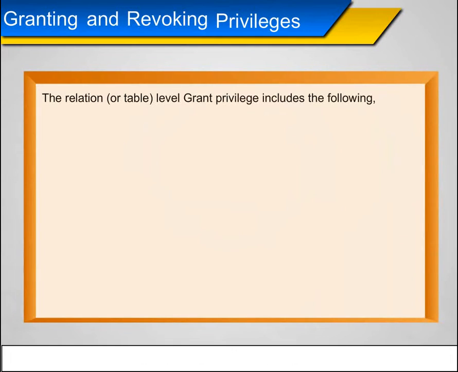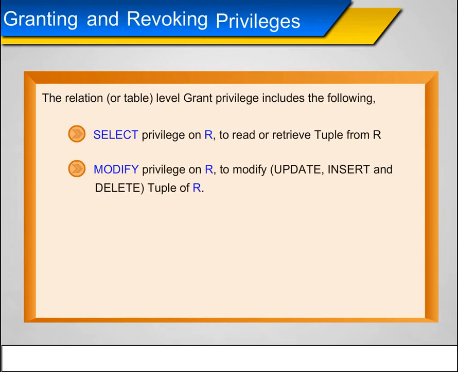The relation or table level grant privilege includes the following: select privilege on R to read or retrieve a tuple from R. Modify privilege on R to modify, that is update, insert and delete tuple of R. References privilege on R to reference relationship R.